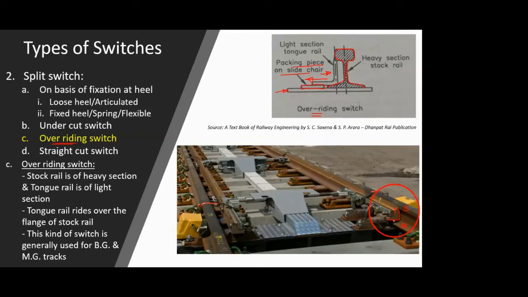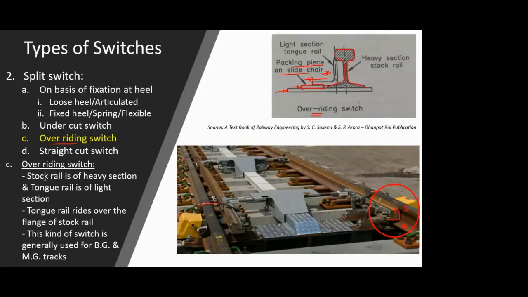Now here you can see a gap, but as I told you, this is not the operational photo. This is the photo in the workshop. You can see it is tied together, so it will be transported to the site, and then the level will be maintained, and then this packing piece will be fitted inside so that the sliding action takes place properly. So this is the overriding switch.